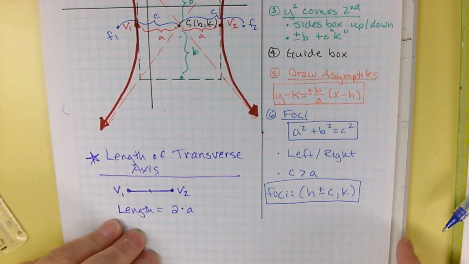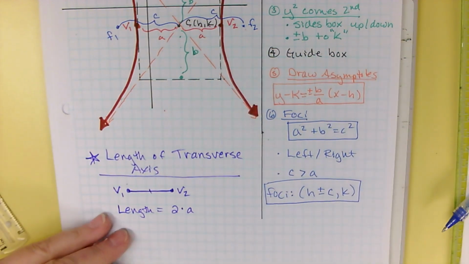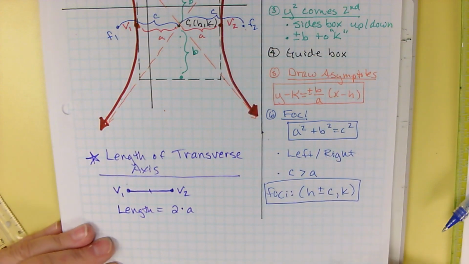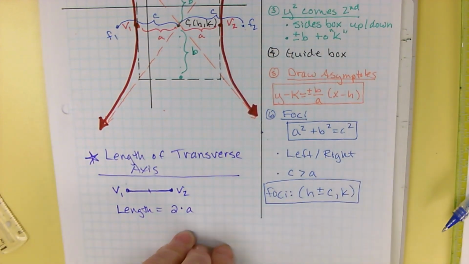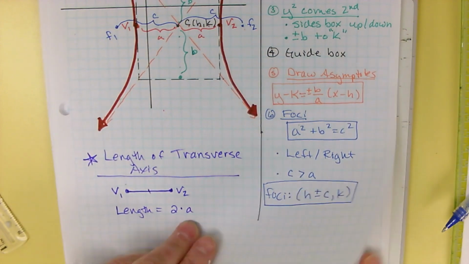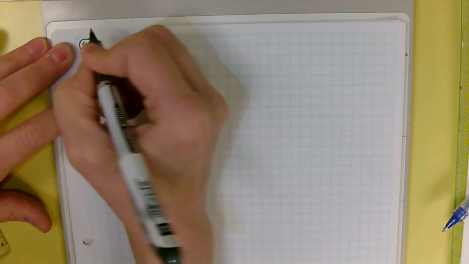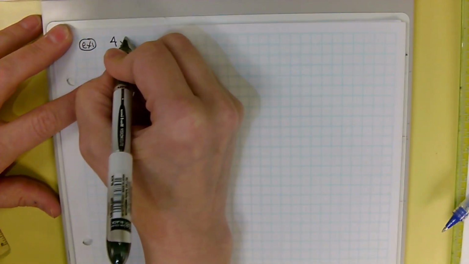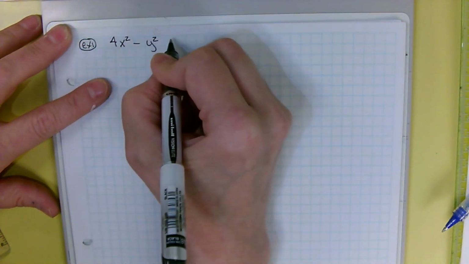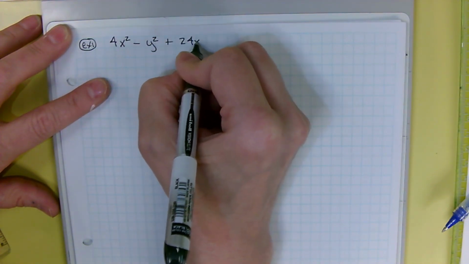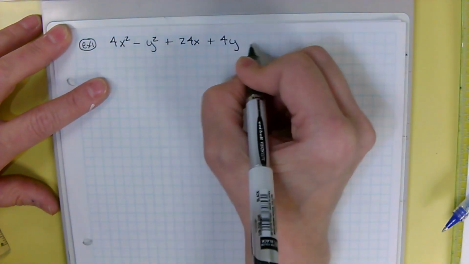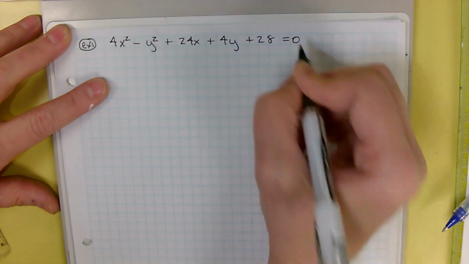Okay, flip the page. We are going to do an example where we're going to use algebra to get the equation. You'll see it's very similar to ellipses, and then we're going to graph it. So here we go. I'm going to do an example. 4x squared minus y squared plus 24x plus 4y plus 28 equals 0.